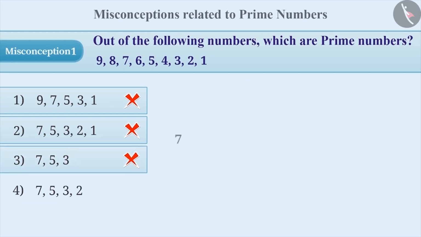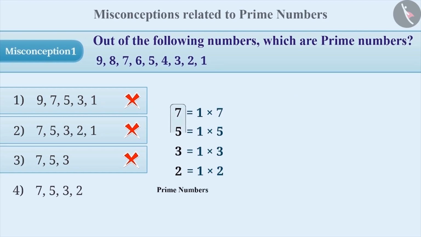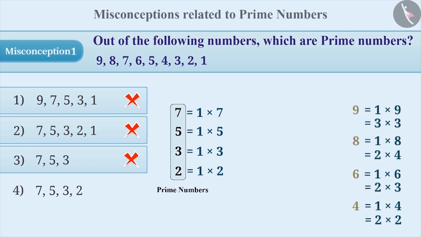The correct way is like this. Since 7, 5, 3 and 2 have only two factors, out of the given numbers, only 7, 5, 3 and 2 are prime numbers. If we talk about 9, 8, 6 and 4, they have more than two factors. Therefore, they are composite numbers.